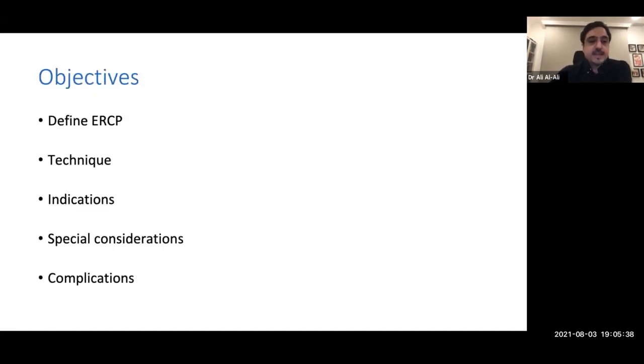So my objective today is to define what we mean by ERCP, what the procedure entails. In addition, I will talk about specific techniques in ERCP, such as cannulation and sphincterotomy. I will talk about the common indications for ERCP, both the biliary as well as the pancreatic indications. In addition, I'll talk about special considerations in ERCP, such as ERCP in altered anatomy, as well as ERCP in pregnancy. And finally, I'll spend a little bit of time at the end talking about the common complications of ERCP and how to manage them.